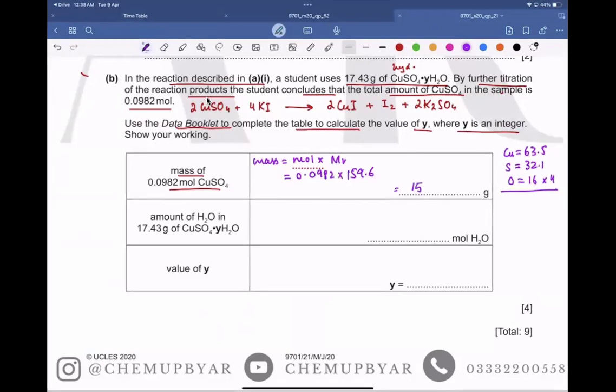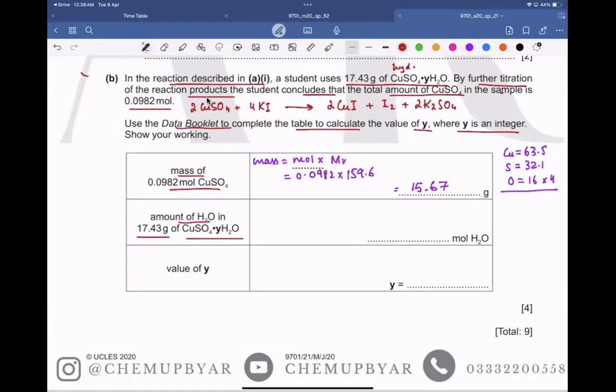It's 15.67. Now, the next part: the amount of water in 17.3 grams of this.